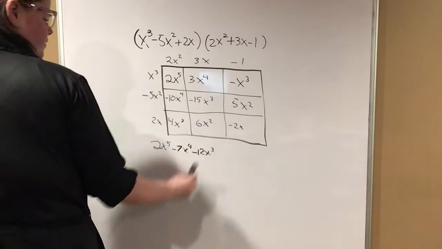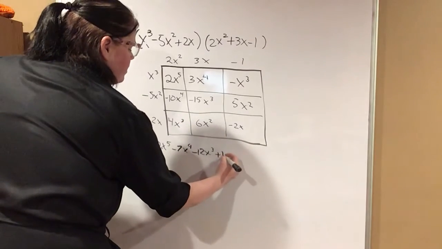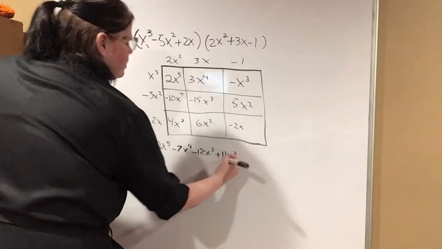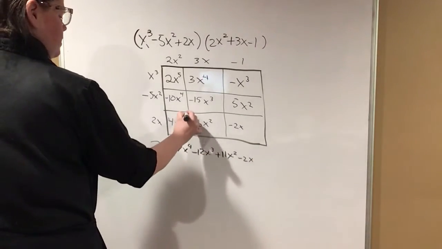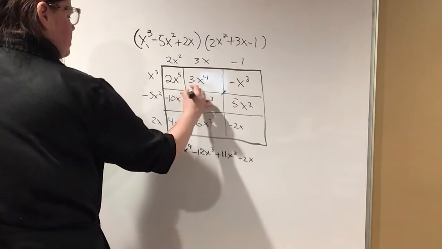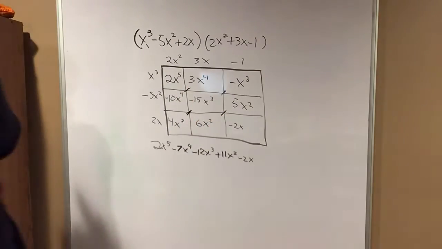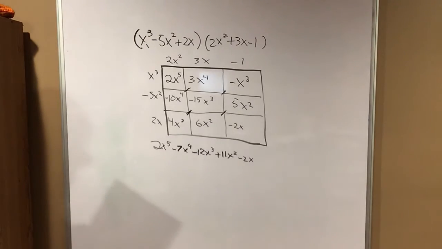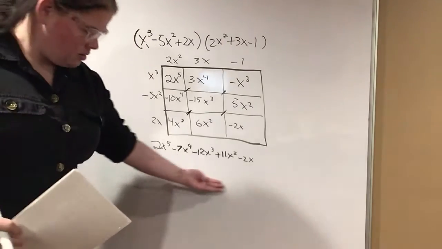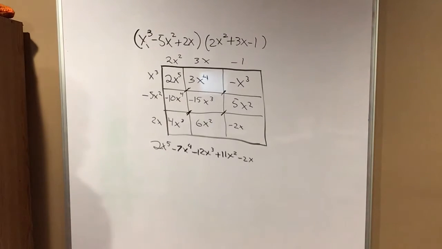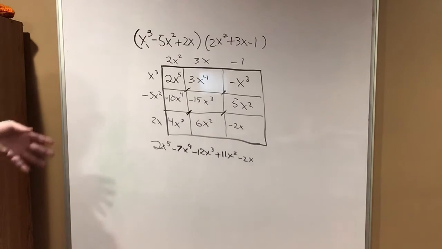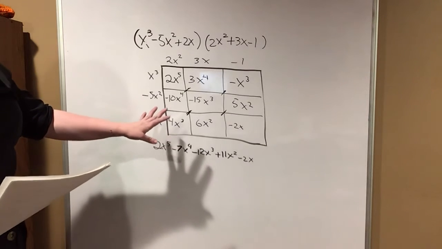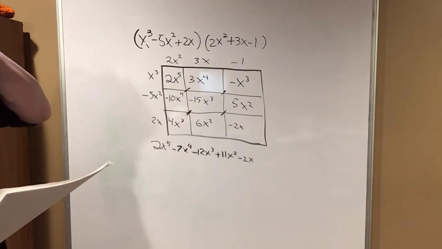And then 6 plus 5 is 11x squared. And then there's nothing to combine with this guy. We get negative 2x. So this combines with this, this combines with this, and this combines with this. And that is how we have made that polynomial together. We have multiplied it together. It's a lot of process, but I find the boxes easier to control. I like them better, honestly.